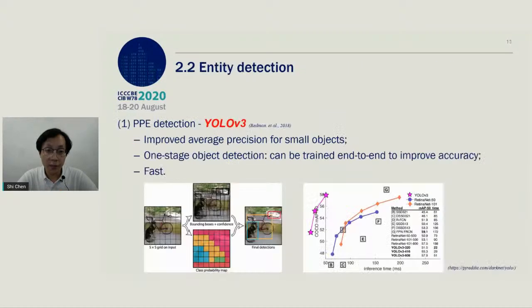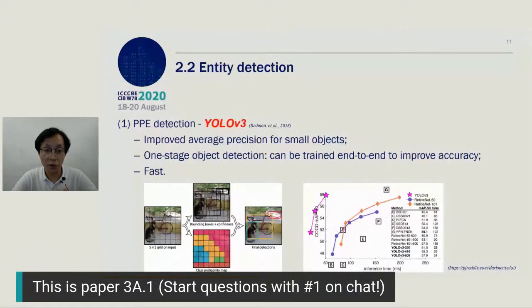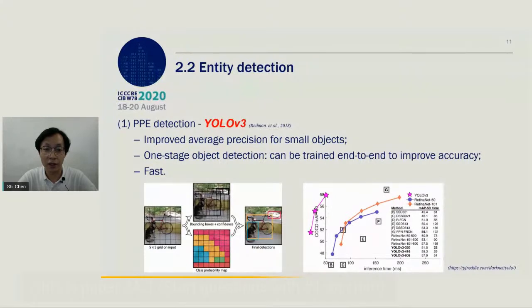I'll give more details about our model. First, for PPE detection, we deploy the YOLOv3 model, which enjoys improved average precision for small objects. YOLOv3 is a one-stage detection model, so it can be trained end-to-end to improve accuracy. And YOLOv3 is very fast, so it can be considered a good option for real-time processing.